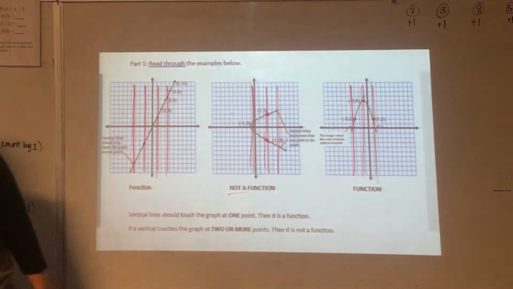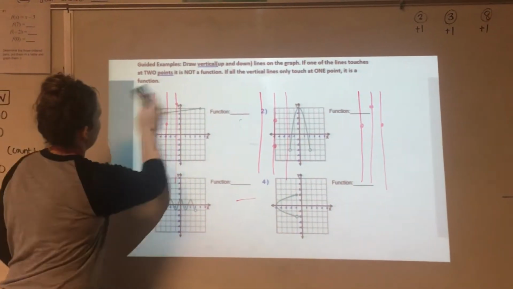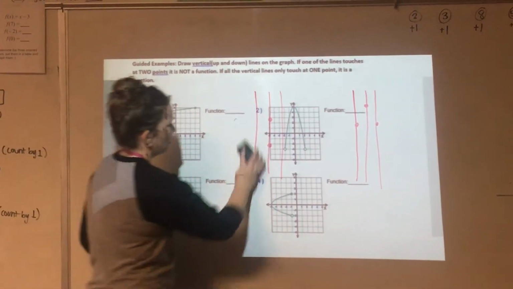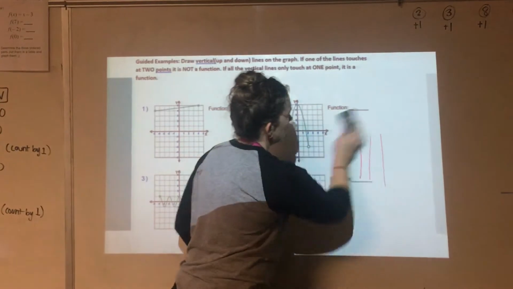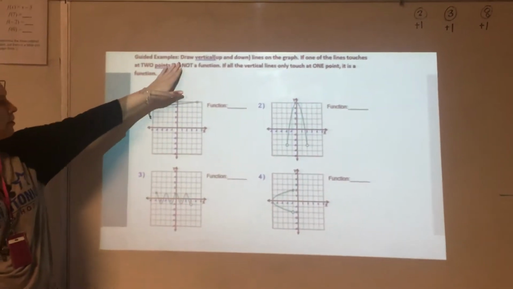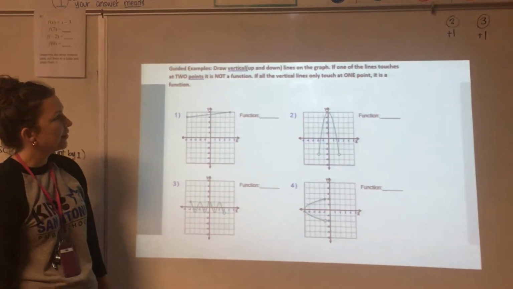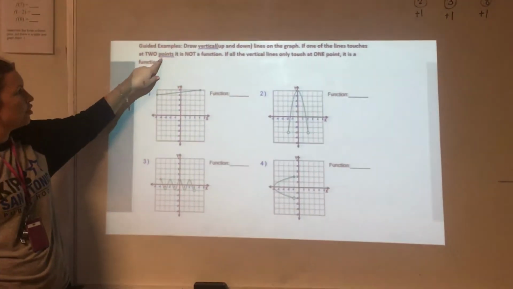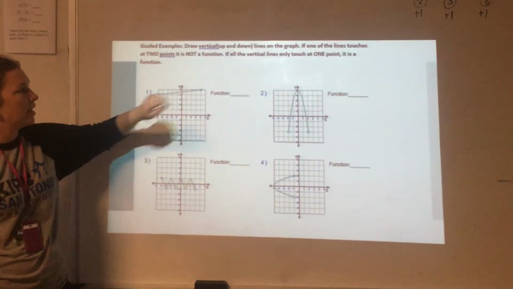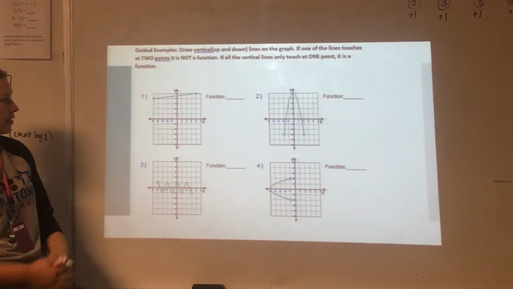One thing we have down below is a couple more examples that we're going to look at. Really quick, take 10 seconds. We're going to read through our instructions. So, guided example, draw a vertical line or an up and down line on the graph. If one of the lines touches at 2 points, it is not a function. If all the vertical lines only touch at 1 point, then it is a function.